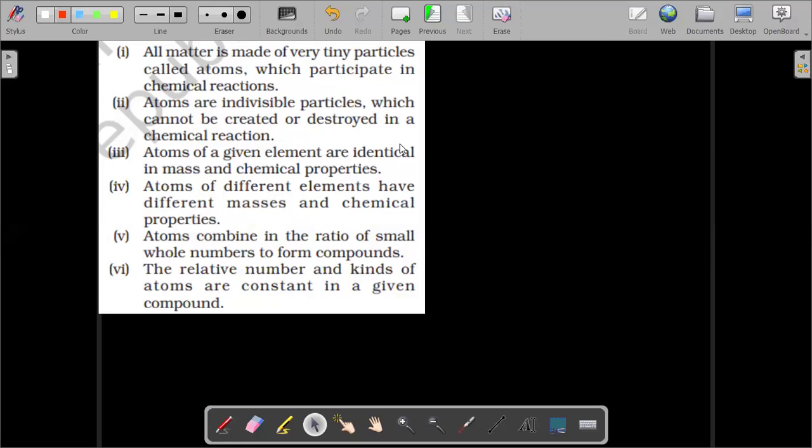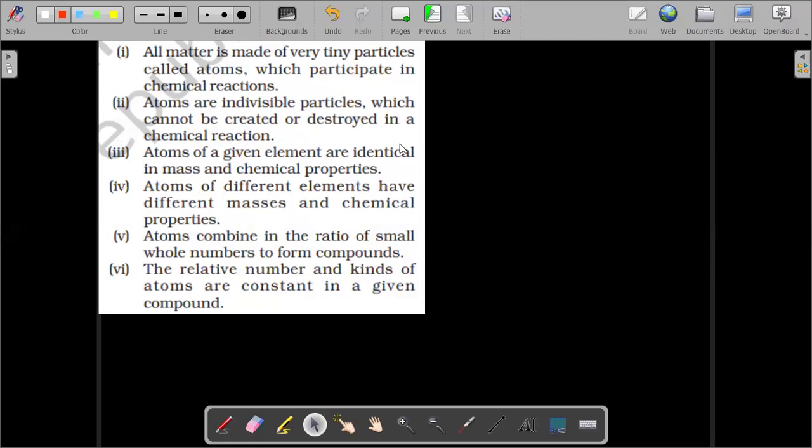The second point is, atoms are individual particles which cannot be created or destroyed in a chemical reaction. We also studied that atoms cannot be destroyed or divided further. Some particles may be divided further, but atoms cannot. So in a chemical reaction, atoms can neither be created nor be destroyed. Understood, everyone? Atoms are indestructible and you also can't destroy them.